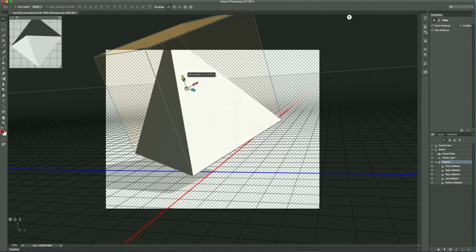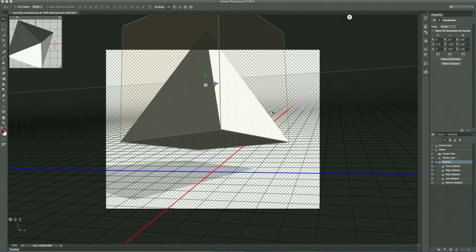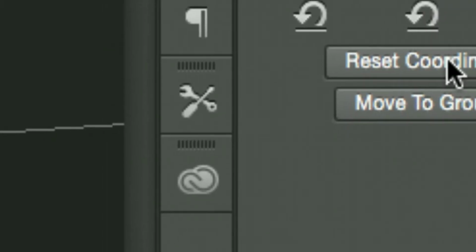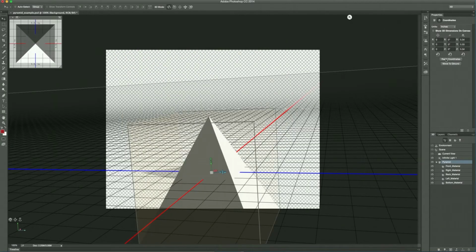Now, if you want the object to reset, there's an option over here to reset its coordinates. You can also change the coordinates to however you need it to be. Right here, I'm just going to click reset to coordinates right here. And right now it seems to be under the plane, but you can just move it along the y-axis to bring it up.